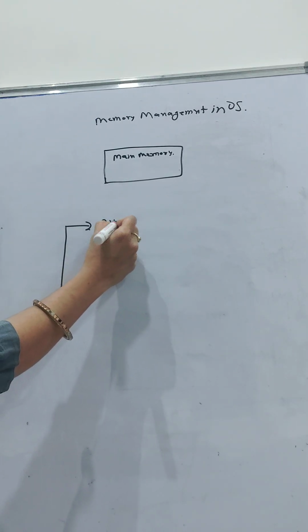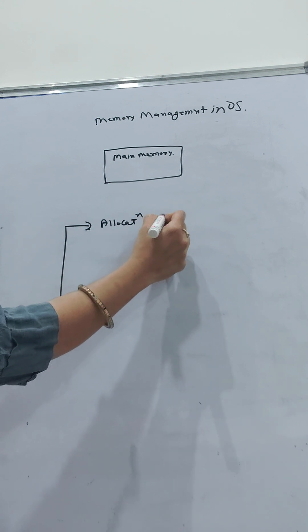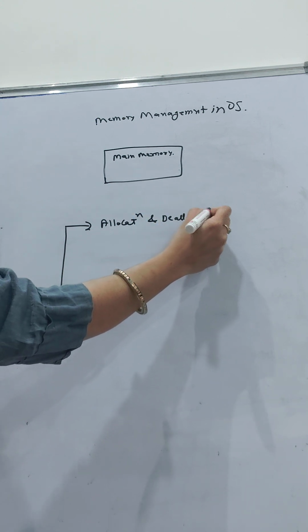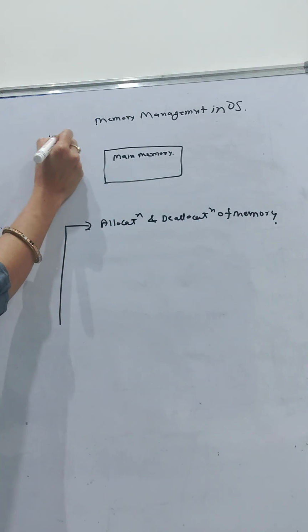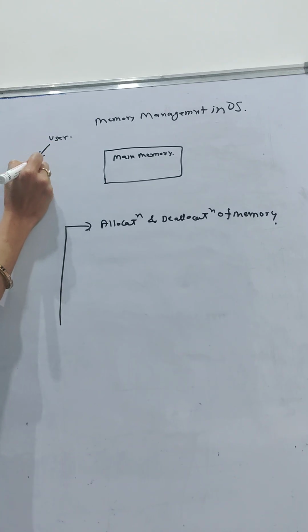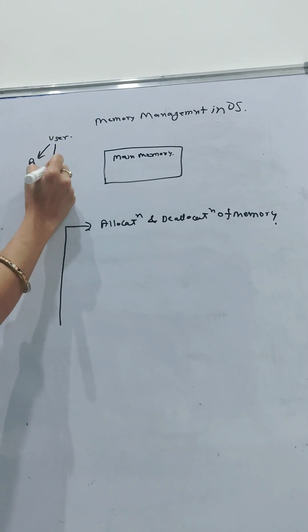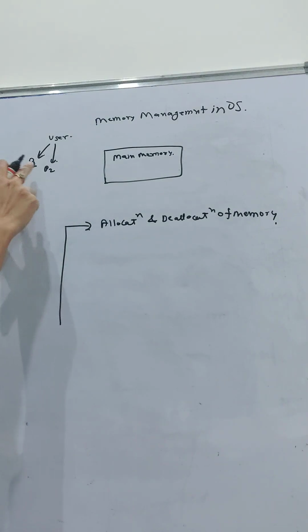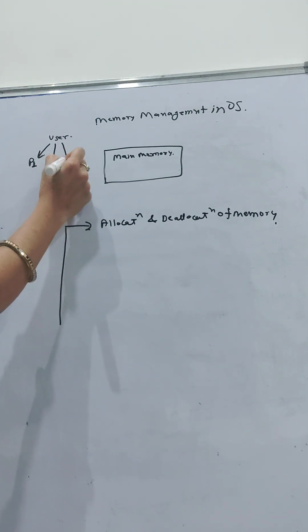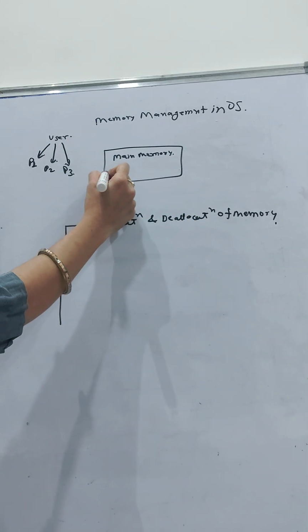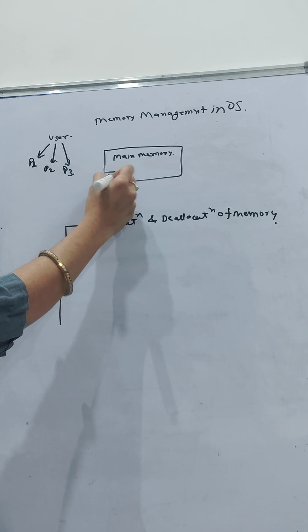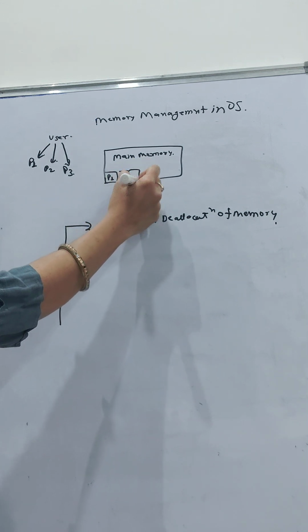First point is allocation and deallocation of memory. So suppose the user will open multiple applications. In the last video we have already seen that when a user opens any application, a process with some unique ID will be created by the operating system. In process management we have discussed this. So P3 will be created. Allocation and deallocation of memory will happen by the operating system. So here P1 will be assigned, P2 will be assigned, P3 will be assigned.